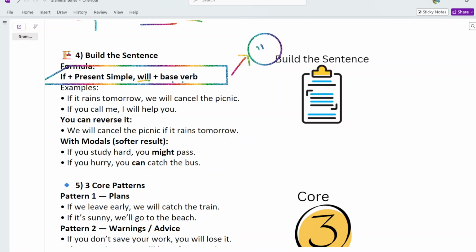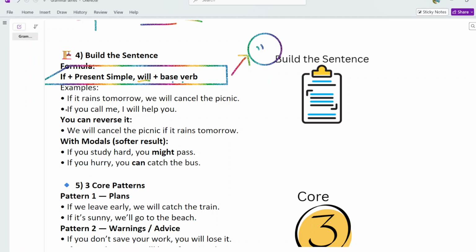What happens by that is that you will get an ample amount of practice within the lesson itself, and there is a sense of connection between you and me, wherein I'm literally not able to see you, however I'm trying to get through to you with my voice. So what I really want you to do is pause and read this formula aloud. If plus simple present, then followed by will, and your verb is in the base form. This is your sentence structure when you're building a sentence with the help of the first conditional.